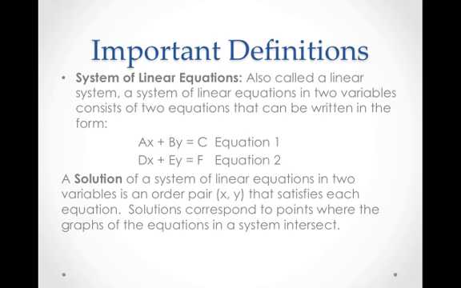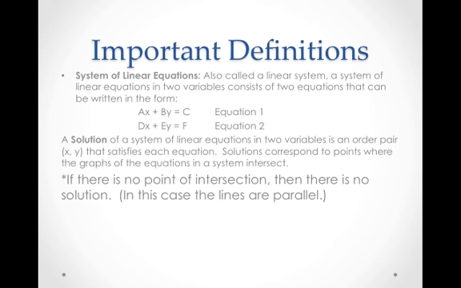A solution of a system of linear equations in two variables is an ordered pair x, y that satisfies each equation. Solutions correspond to points where the graphs of the equations in a system intersect. So we're going to be graphing and looking for points of intersection. If there is no point of intersection, then there is no solution.